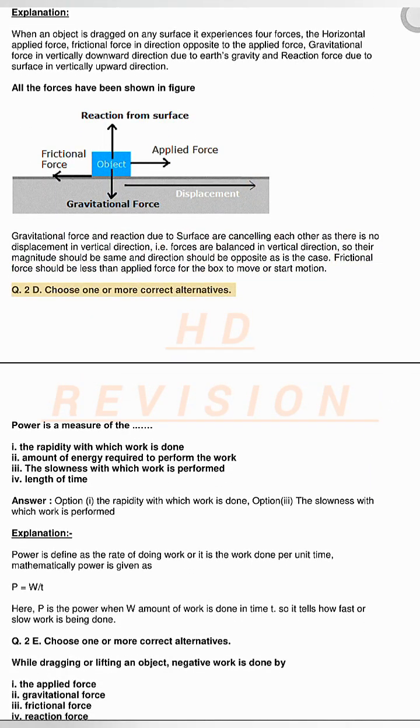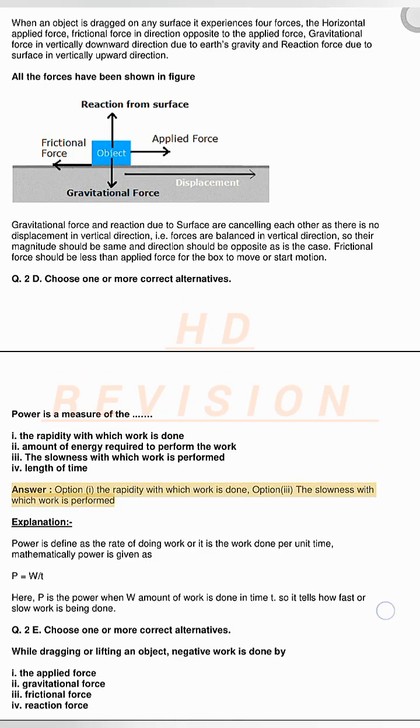Q2D. Choose one or more correct alternatives. Power is a measure of the ellipsis dot. I. The rapidity with which work is done, II. Amount of energy required to perform the work, III. The slowness with which work is performed, IV. Length of time. Answer. Option I. The rapidity with which work is done. Option III. The slowness with which work is performed.